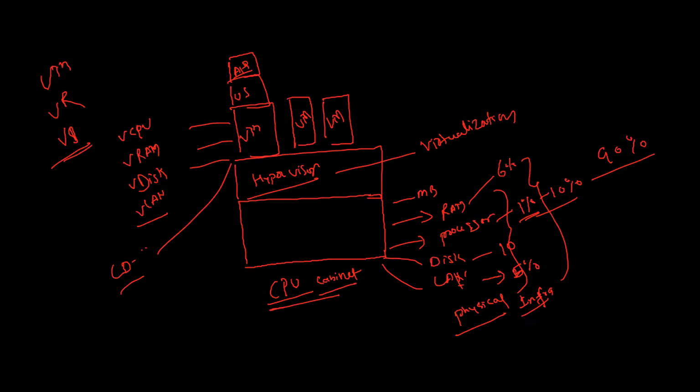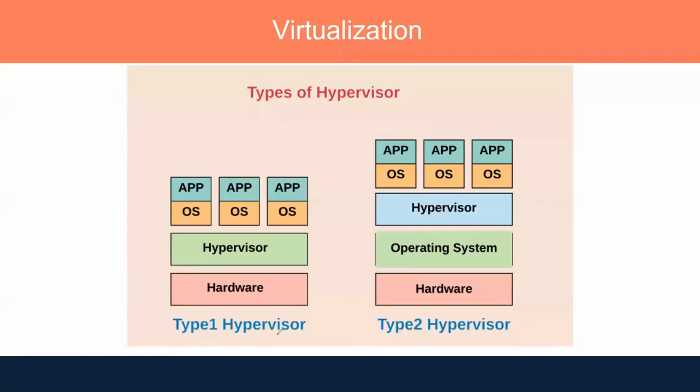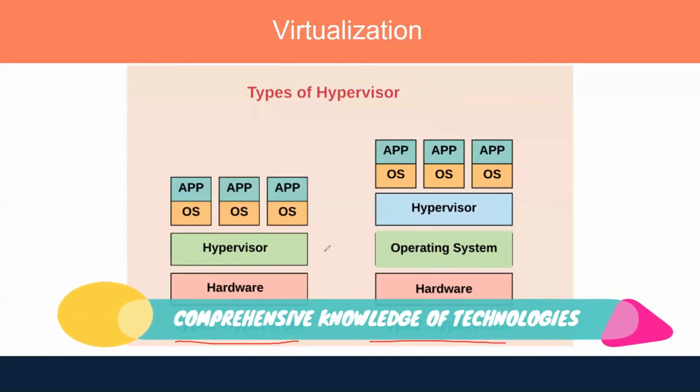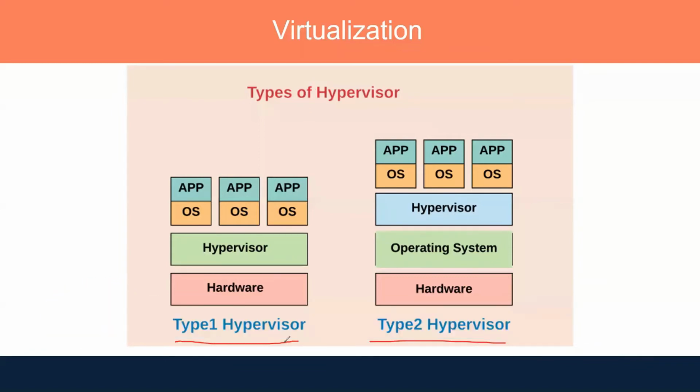So if you go here and see, we have two types of virtualization: type 1 and type 2 hypervisor. This is providing virtualization capability. What happened in type 1 hypervisor?